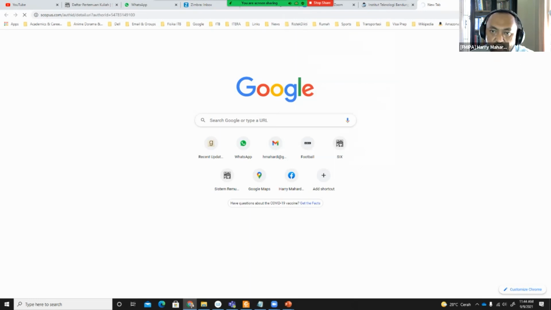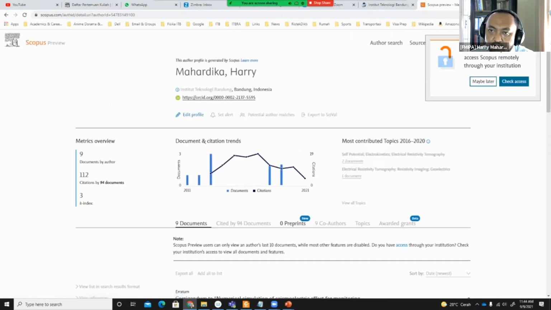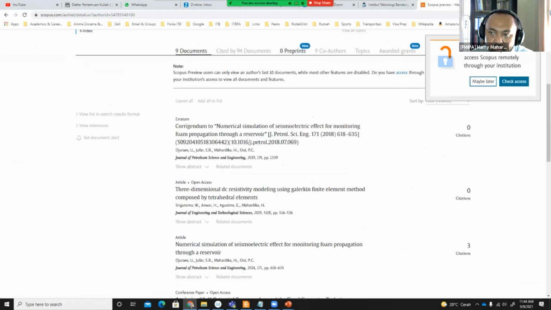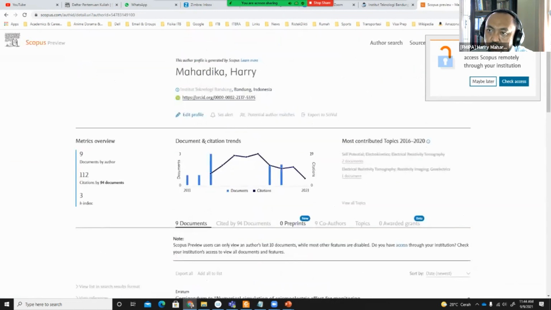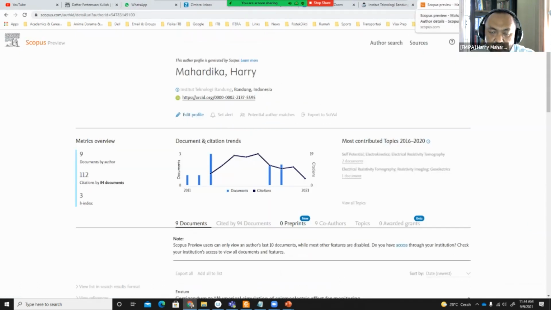Do I need some kind of access to the VPN? Okay, author search. Okay, check access. Okay, so since I am not in the area of the ITB campus, I kind of lost in terms of its network. So I could not access Scopus, but let me look for another method.